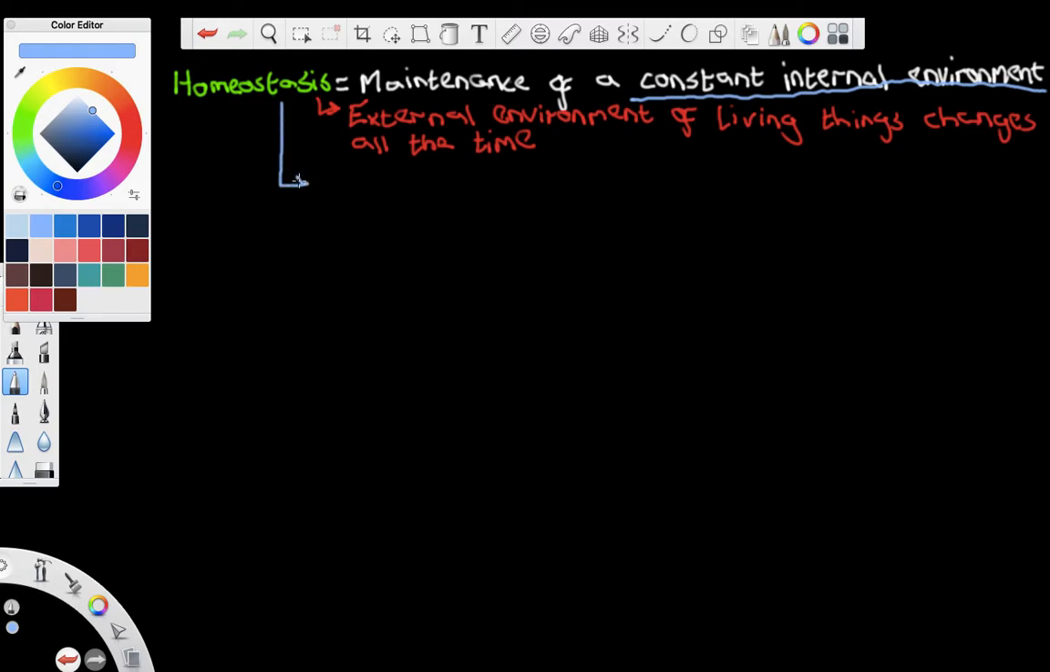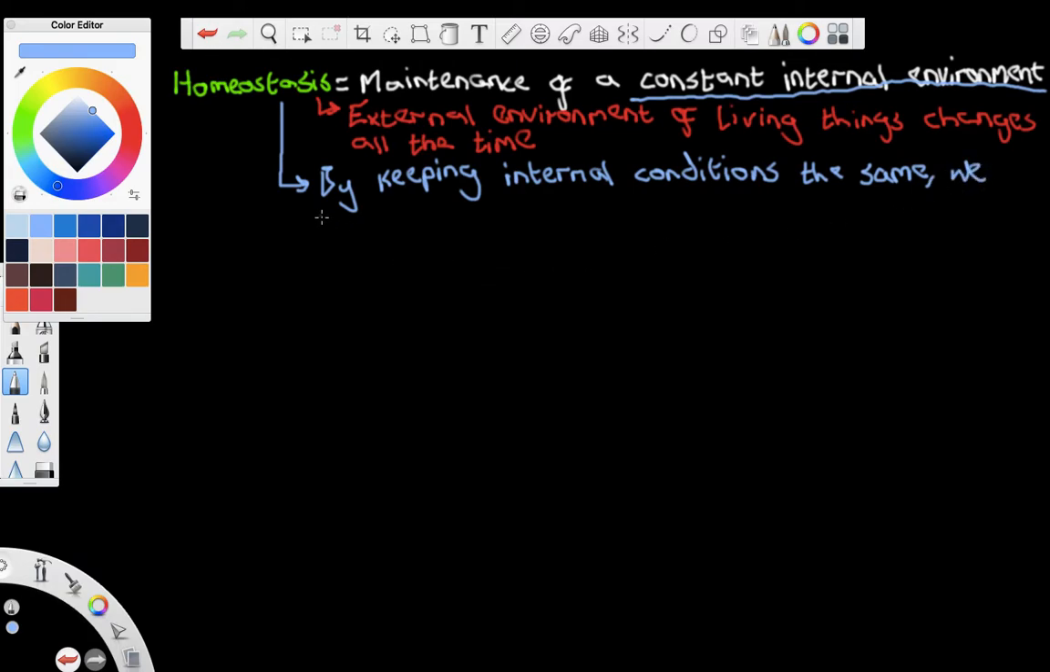So we can say that by keeping internal conditions the same, we can ensure physiological processes remain in optimum conditions.